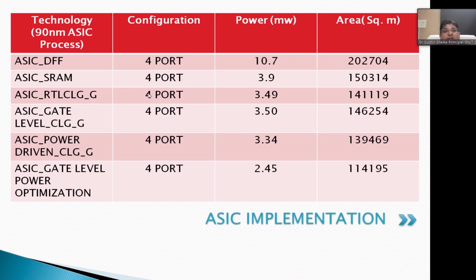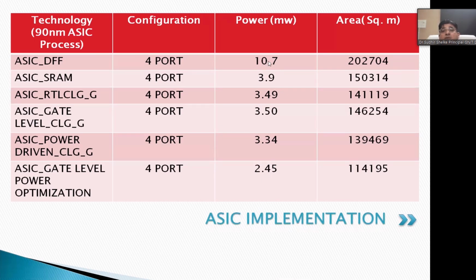Then again, I have used a number of clock gating techniques. ASIC with RTL clock gating with 4 port again significantly reduces the power as well as the area. ASIC gate level clock gating with 4 port gives 3.50 milliwatt, and ultimately the area is this much. Another technique that I have used is ASIC power driven clock gating with 4 port. Again, power is drastically reduced and area is also reduced. With ASIC gate level power optimization with 4 port, 10.7 is ultimately reduced to 2.45 milliwatt.